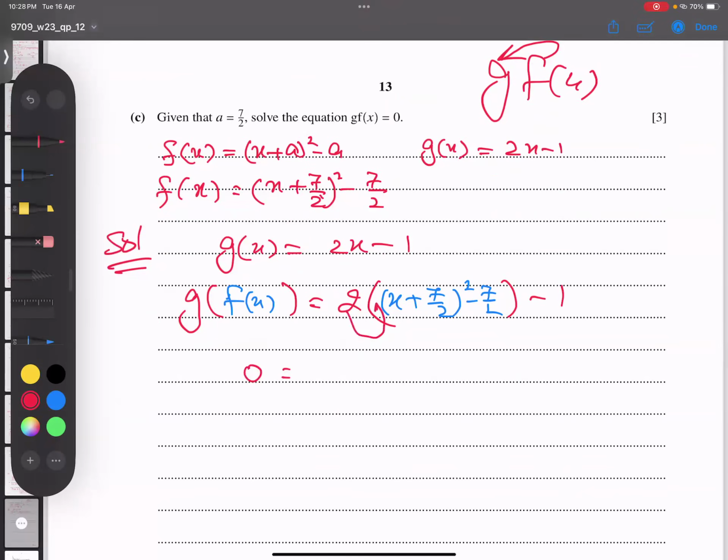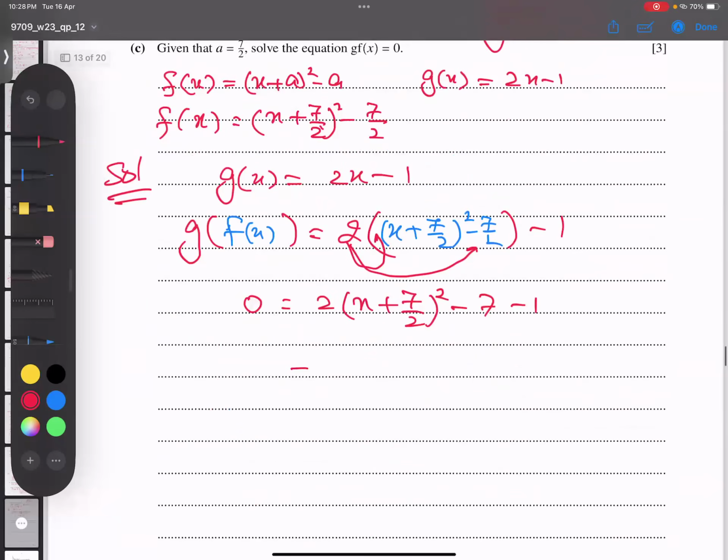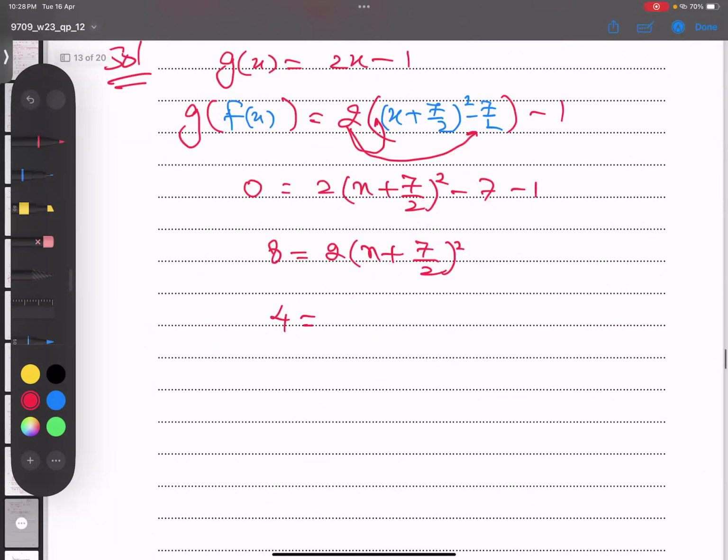And this 2 multiplies here and 2 multiplies there. So I get this kind of thing, minus 7 minus 1. And I get 2 times (x plus 7 over 2) whole square. This minus 8 goes there and becomes plus 8. 2 will divide, I will get 4. We don't need to expand. Some students expand the bracket, which is correct, not wrong, but too lengthy.